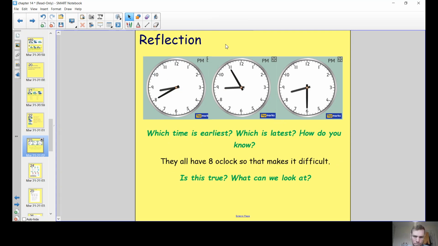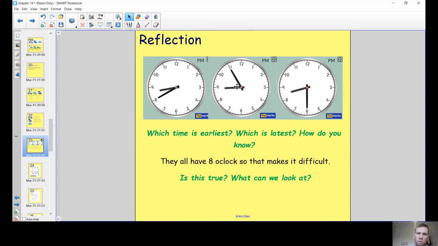When you're ready to move on, here we go. We've got our reflection. Which time is the earliest? Which time is the latest? How do you know? They all have 8 o'clock. They all are some amount of minutes past 8. So that does make it very difficult.